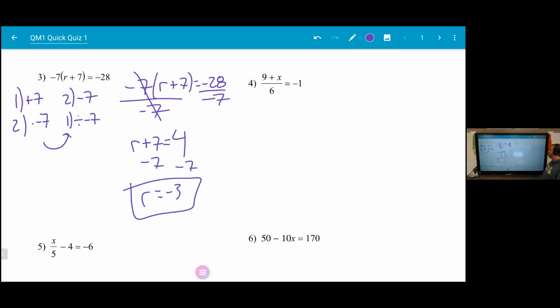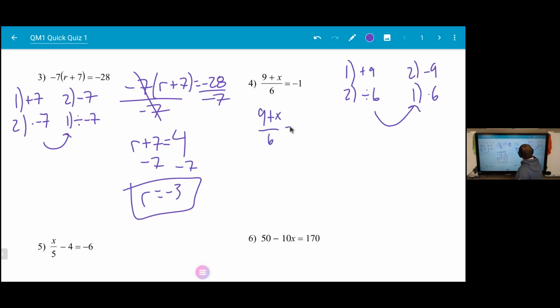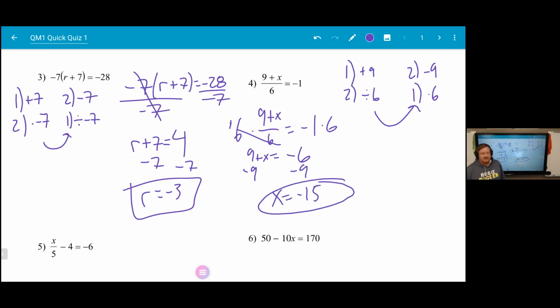Number 4 is another great example of two-step equations I love. If I knew what r was, I'm sorry, x. We're back to x's. That's great, right? If I knew what x was, I would first add 9, then divide by 6. To undo, I need to multiply by 6, and then subtract 9. Rewrite it. Multiply both sides by 6. This simplifies to 1. I have 9 plus x equals negative 6. Subtract 9 from both sides, and x equals negative 15. There we go.